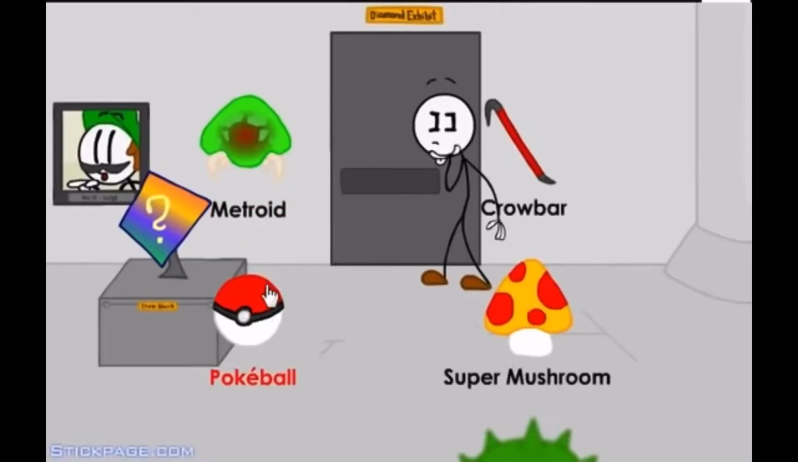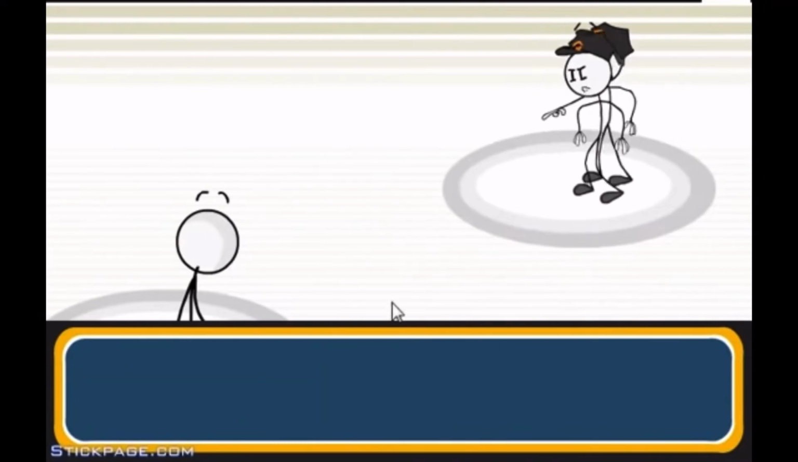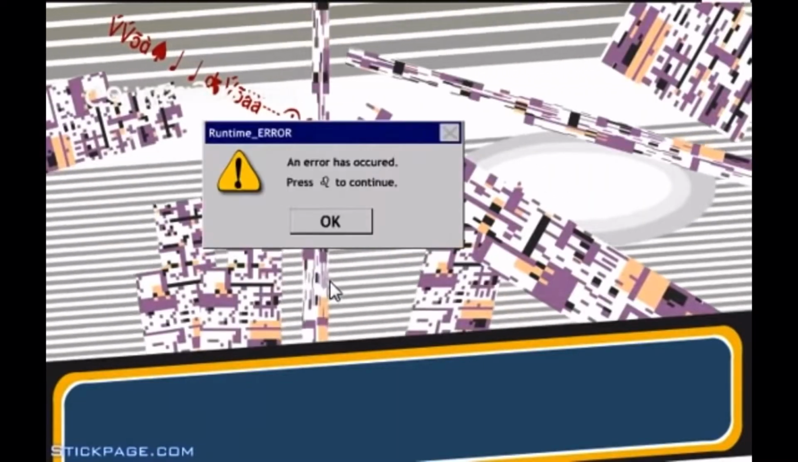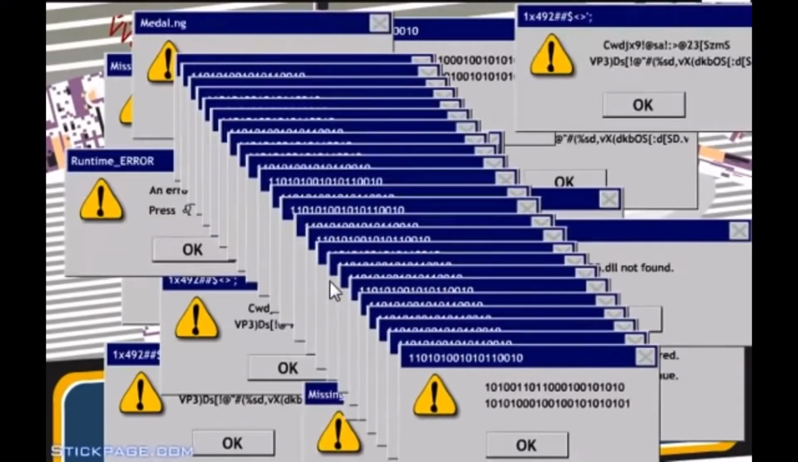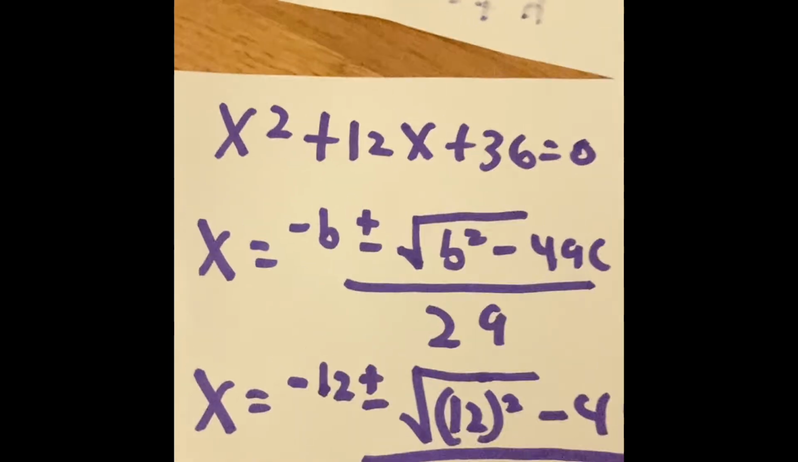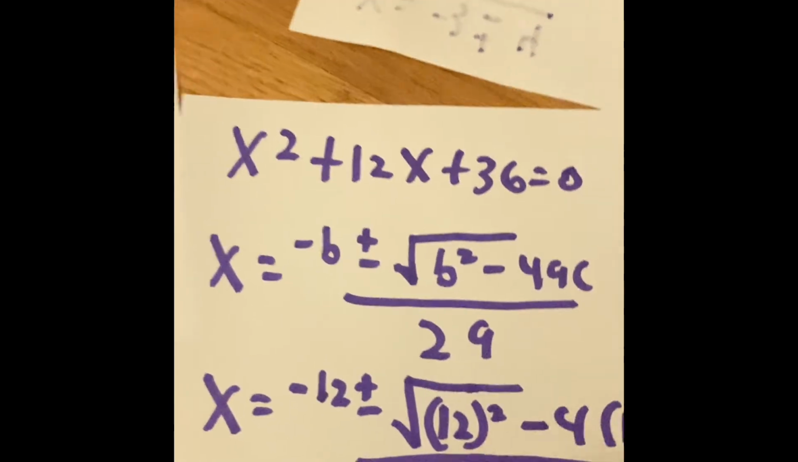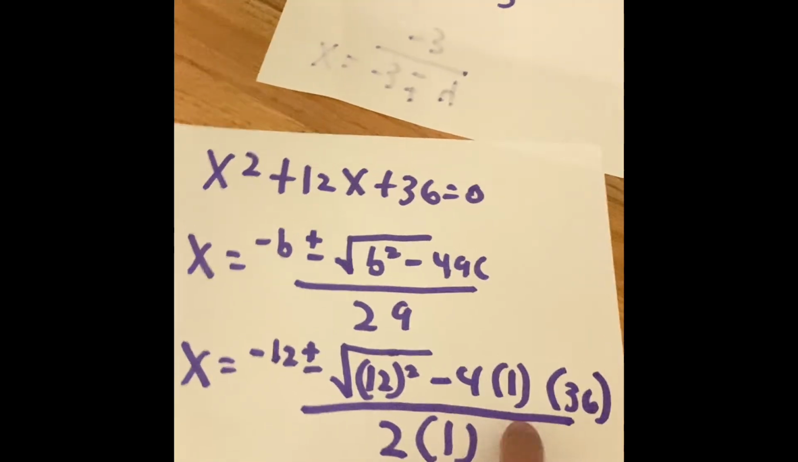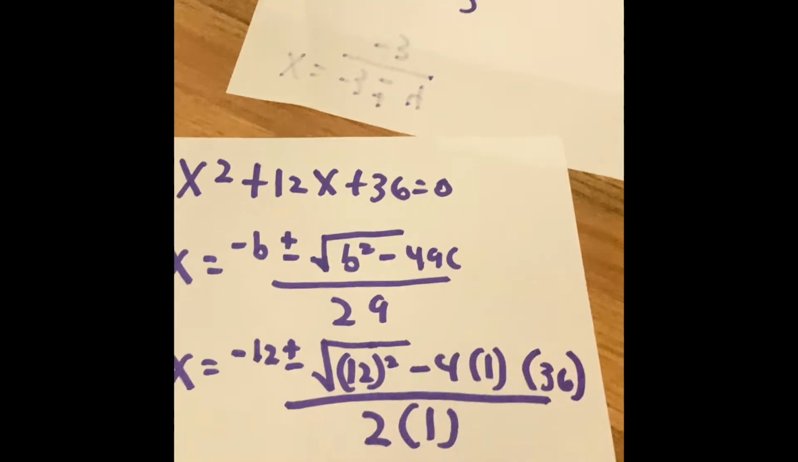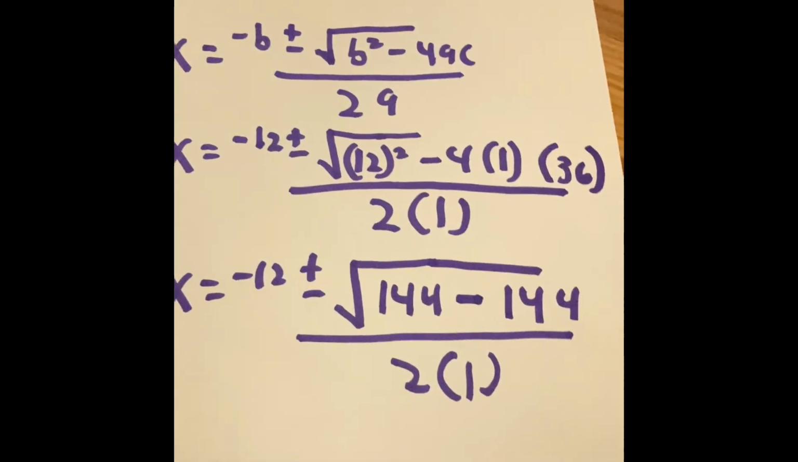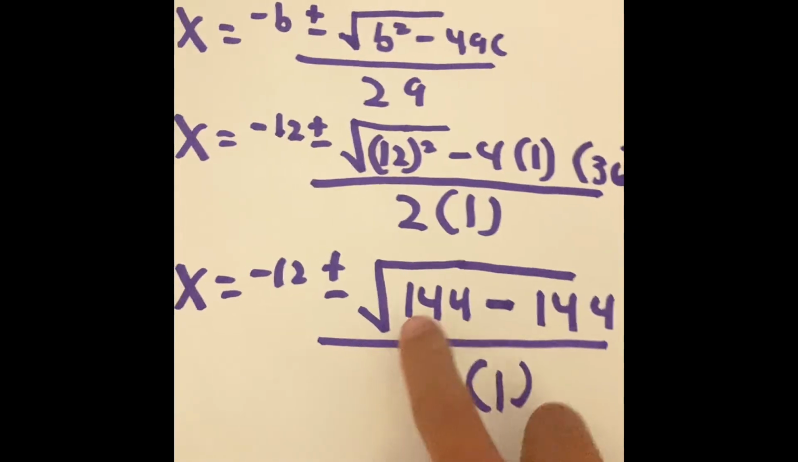Here's the example. Okay, so we have x squared plus 12x plus 36 equals 0. We rewrite the formula so we can understand and memorize it. The bottom one shows what your formula would look like when you insert your three variables into here. So we have x equals negative 12 plus or minus the square root of 144 minus 144. Well, 144 minus 144.